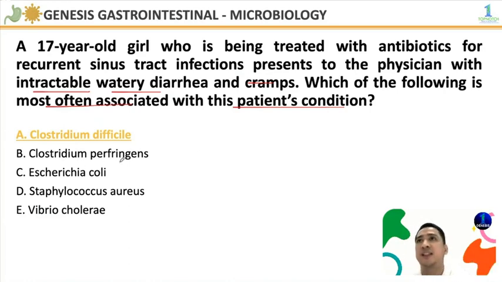Clostridium perfringens is associated with Clostridium double hemolysis, the flesh-eating microorganism. E. coli, of course, for UTI. Staphylococcus aureus, a common cause of food poisoning, and Vibrio cholerae if it is watery diarrhea. But in this condition, you will see here the given condition, antibiotic treatment for recurrent sinus tract infection. You're leaning towards the best answer, which is Clostridium difficile infection.